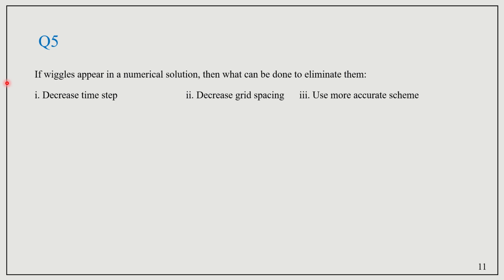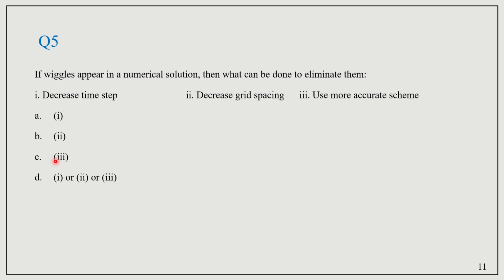So we will look at the options first and we will see. If wiggles appear in a numerical solution, then what can be done to eliminate them? We can eliminate them, we can reduce them by decreasing the grid spacing. So options are option A 1, option B 2, option C 3, option D it is 1 or 2 or 3. So answer is option B, that is decrease grid spacing is the right answer.